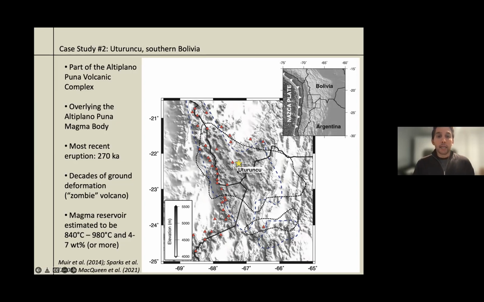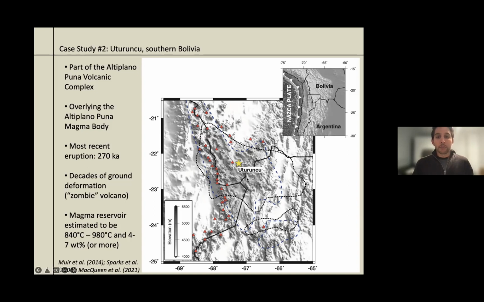And Uturuncu's most recent eruption was almost 300,000 years ago. So that's a lot longer than Laguna del Maule, obviously. However, just like Laguna del Maule, it's also showing signs of unrest, although not quite as dramatic, but there's been this decades-long signature of ground deformation. And so some people are calling this a zombie volcano because it hasn't erupted in so long and should be basically a dead, extinct volcano, but it's actually showing signs of life.